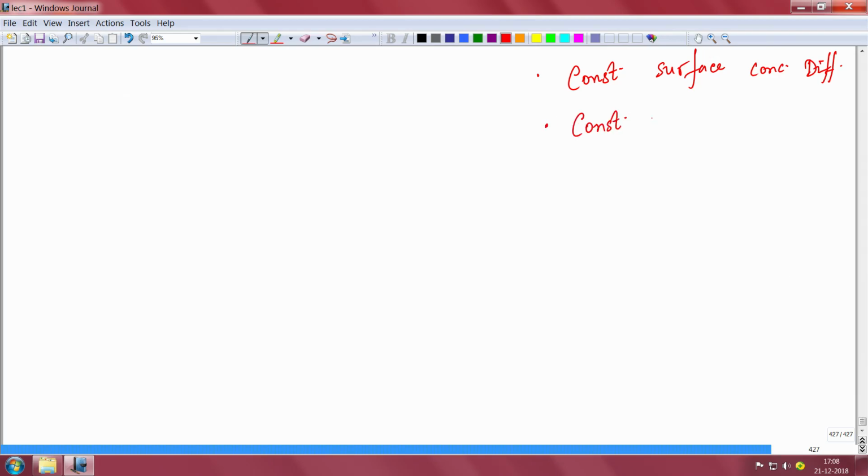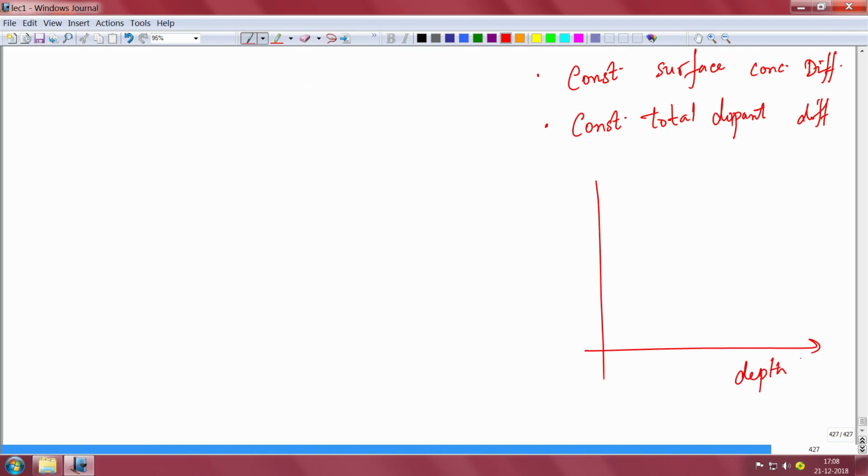And one is called constant total dopant diffusion. What it means is that the total amount of dopant that you are using is constant. At the surface you may not maintain a constant concentration. So in constant surface concentration, if this is the depth of the silicon wafer where you are diffusing, then at different diffusion coefficients, corresponding to different temperatures, you will have profiles like this. At the surface the concentration will remain constant, but over the depth, the amount of dopant might change.